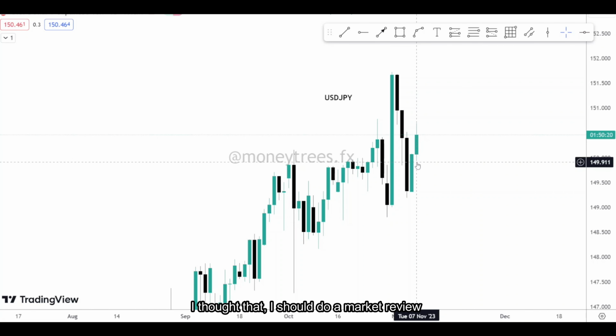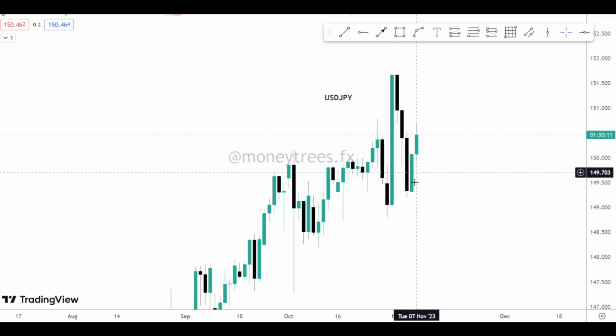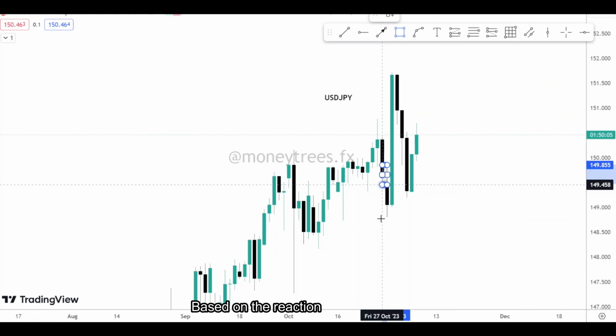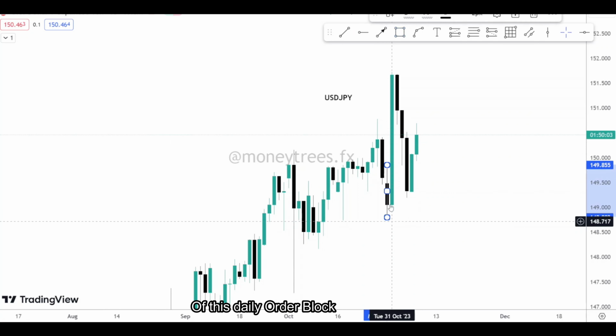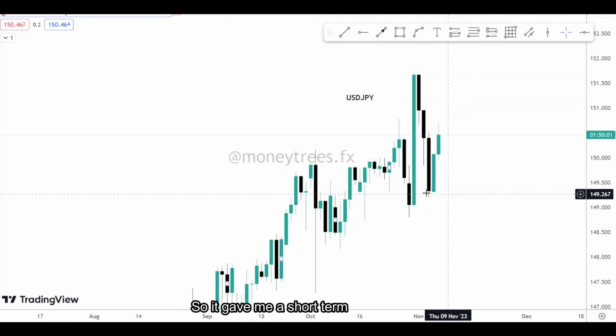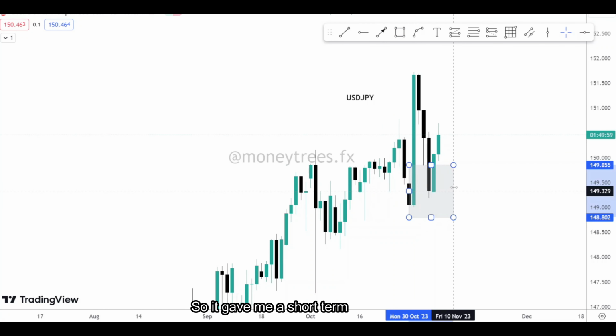I thought I should do a market review over today's price action. I surely took trades on USDJPY and GBPUSD. So this is the daily time frame. Today I was bullish based on the reaction of this daily order block. So it gave me a short-term directional bias.